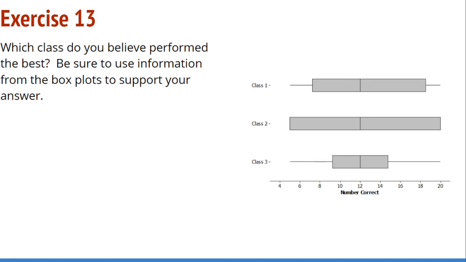So which class do you believe performed the best? Be sure to use information from the box plots to support your answer. So as you look at this data, as a teacher, you're asking yourself, which of these classes did the best? Which would you pick and why? And it's more important that you can explain your reasoning than it is that you get the right answer.